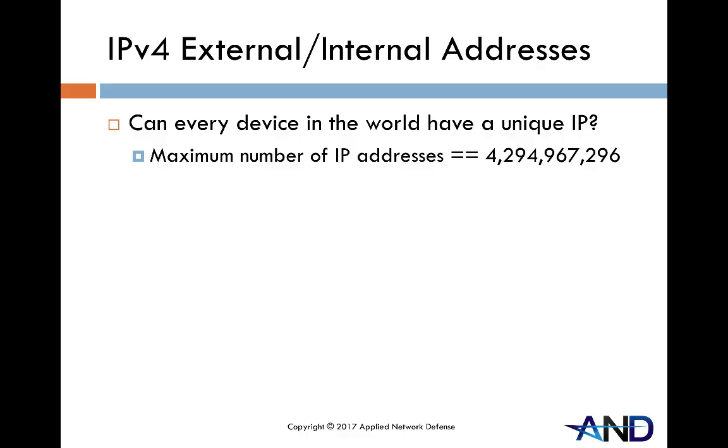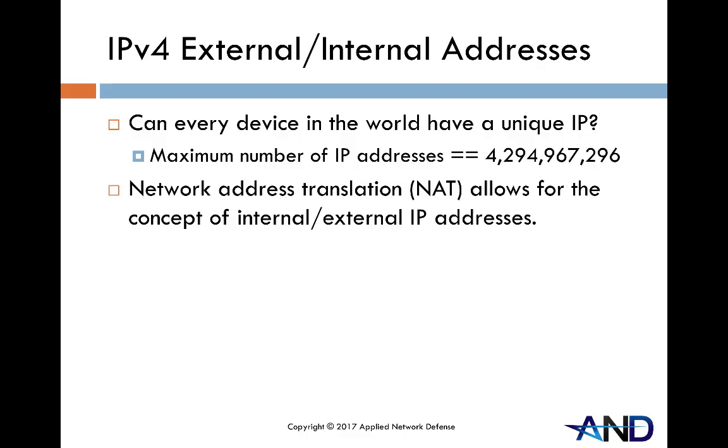We have corporations that have hundreds of thousands of devices connected to the network. I would venture to say the United States Department of Defense has more than this many devices connected to the internet on its own. So you see there's a limitation. We can't give every device its own unique IPv4 address. It just doesn't work. So how do we overcome that? If every device needs an IP address to communicate, but there's not enough of them, what do we do?